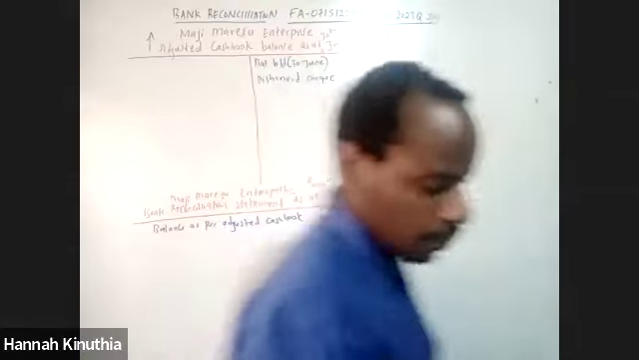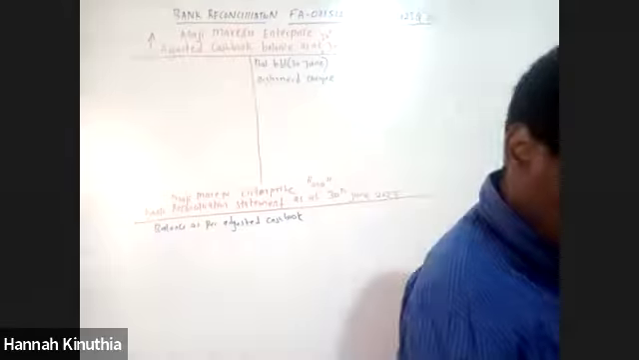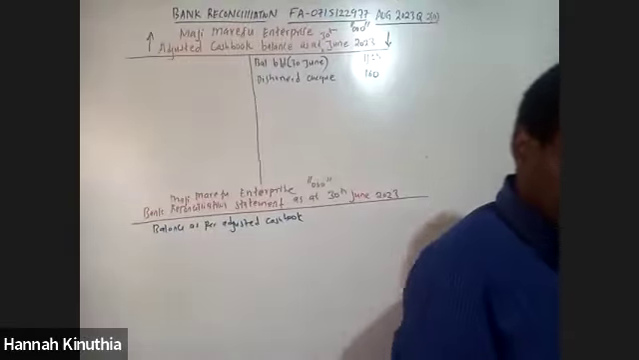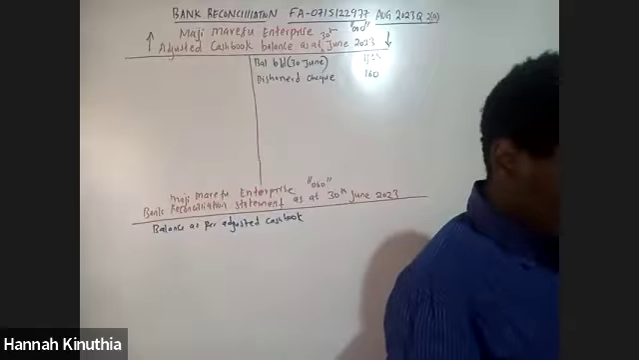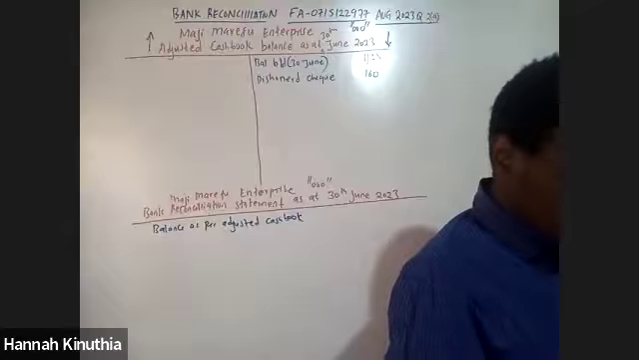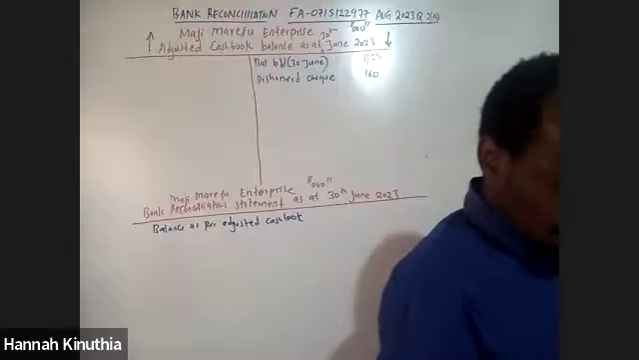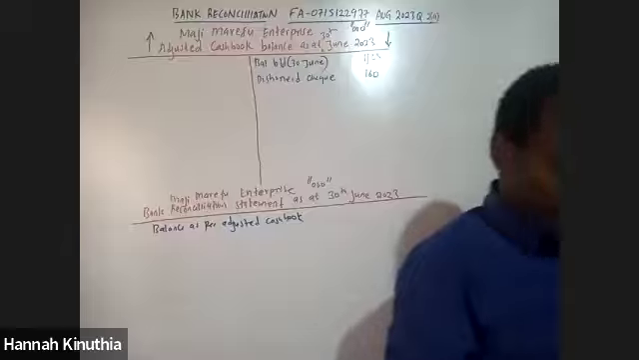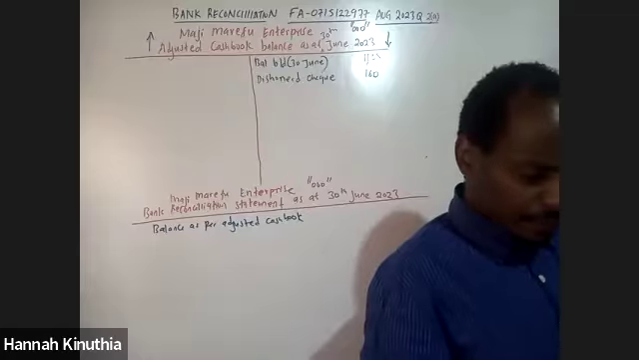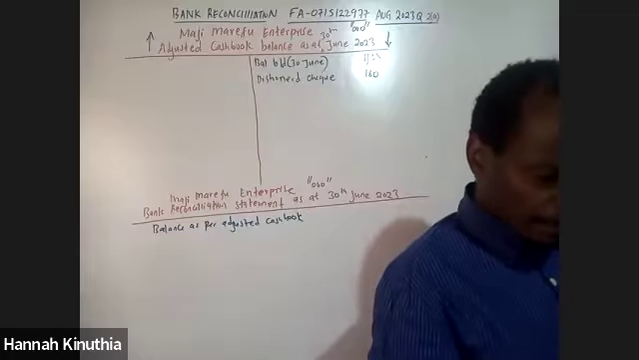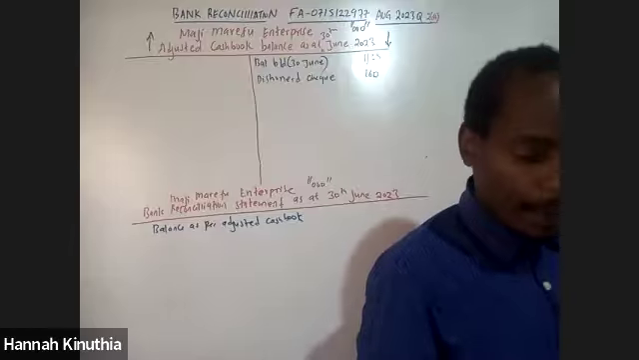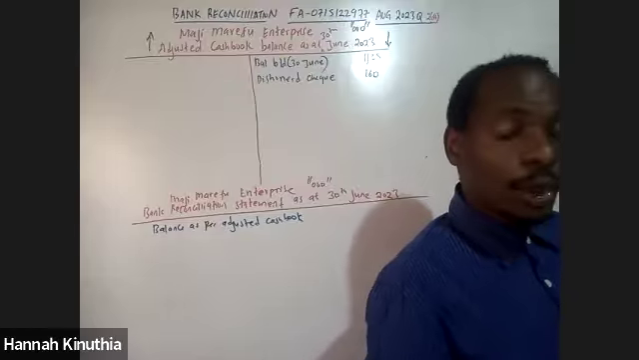$160. Tuko sawa hadi hapo? That is number 1. Number 2. Let's read number 2. Number 2 anasema, during the month of June 2023, a dividend. So remember, no adjustments was made on the cash book.